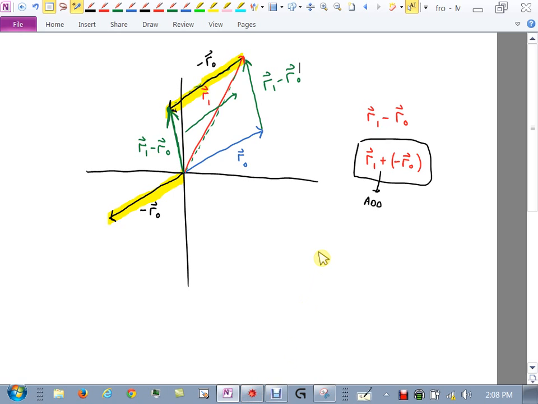Tail to tail. We oriented them both so that we put both their tails at the origin, right? Because they were sliding around, we brought them back tail to tail. So the vector that goes from tail to tail in that drawing is the zero vector.